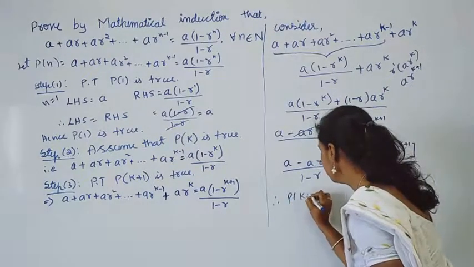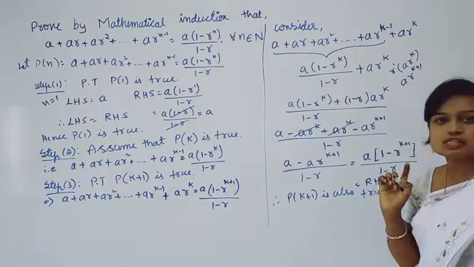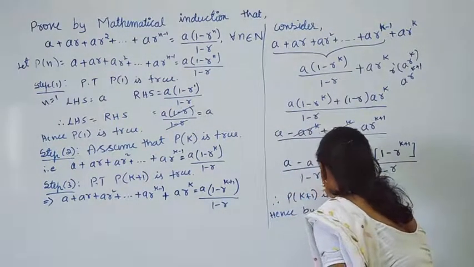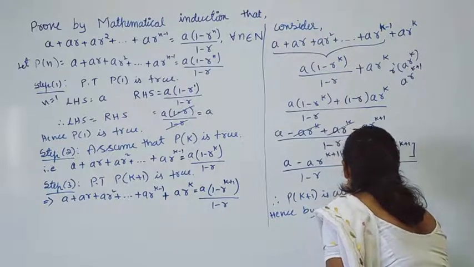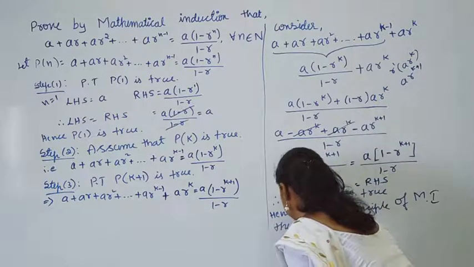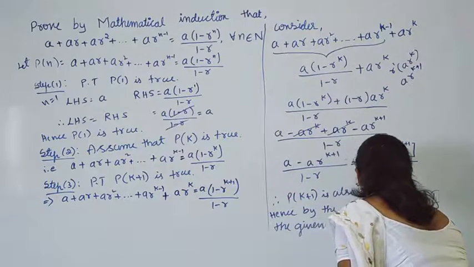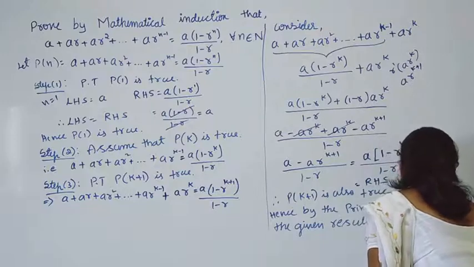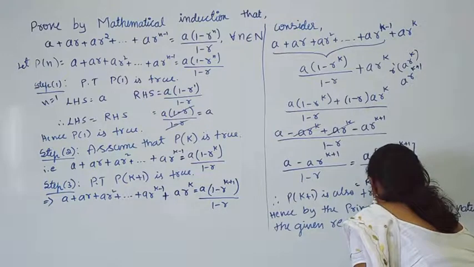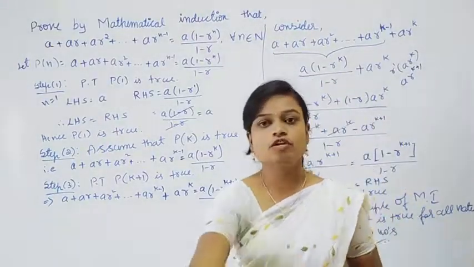Therefore, P(k+1) is also true. So all the three conditions are satisfied. Hence, by the principle of mathematical induction, the given result is true for all natural numbers. Understand? So we move on to the next one.